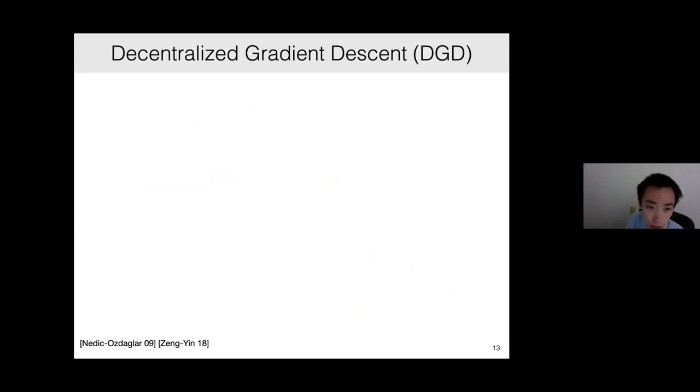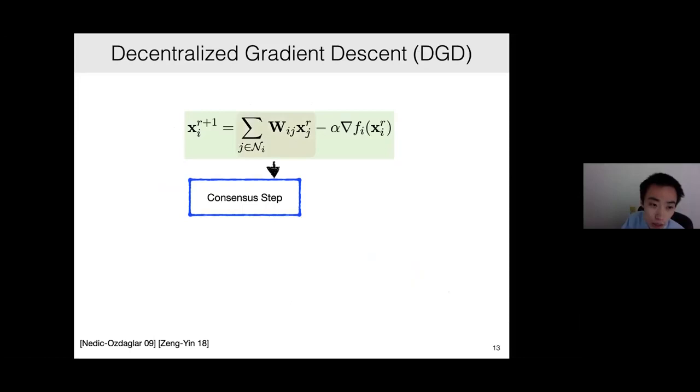So to have a closer look, this algorithm is basically this one line update. It consists of two parts. The first part is the consensus step. So basically each agent will communicate with their neighbors and do some mixing step to make some consensus on their iterates. And next, they will perform one gradient step.